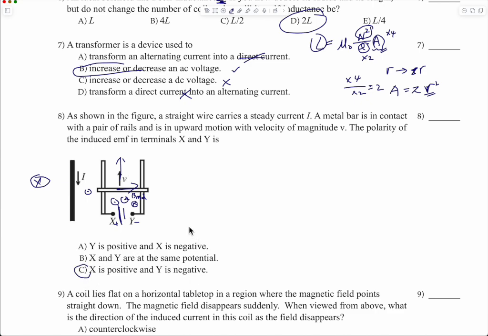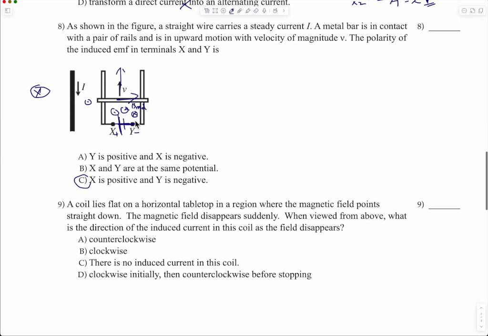Just consider this is connected, and then this is the current direction. So current goes this way, so you have an induced magnetic field getting into the screen. Use right hand rule number 2. That is the direction of the current. Actually, this is also the direction of the EMF, and to make that kind of current, you have to have X positive and Y negative.